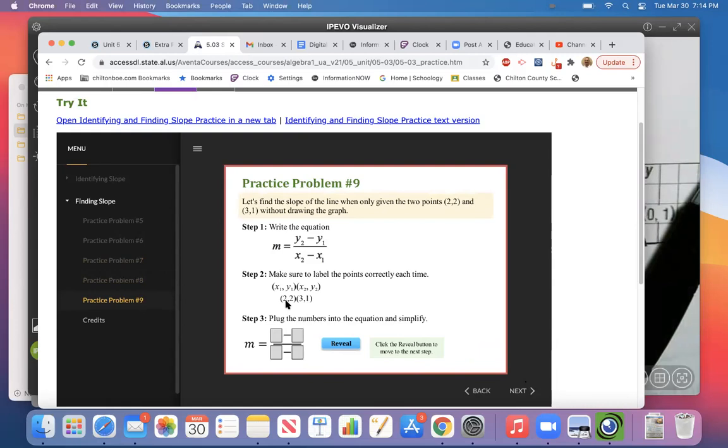2 minus 1 on top. 2 minus 3 is -1 on bottom. 1 over -1 gives you a slope of -1.